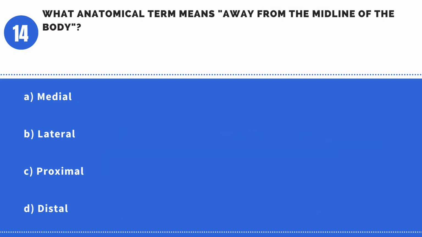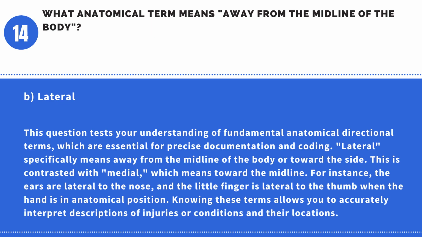Question 14. What anatomical term means away from the midline of the body? A. Medial. B. Lateral. C. Proximal. D. Distal. Answer B. Lateral. This question tests your understanding of fundamental anatomical directional terms, which are essential for precise documentation and coding. Lateral specifically means away from the midline of the body or toward the side.